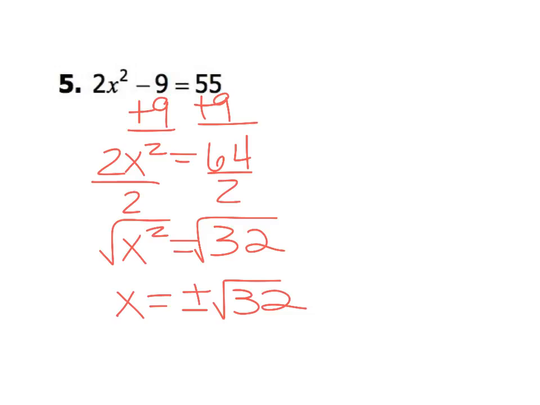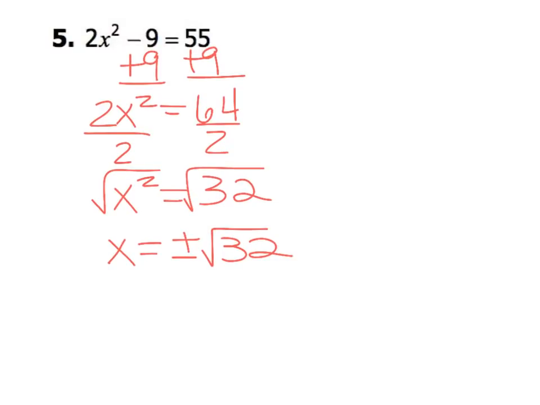Now we want to write the square root of 32 in simplest radical form. All right, so we have to simplify that radical. So we want to look for factors of 32 that are perfect squares. 1 times 32, 2 times 16. Oh, would you look at that? 16 is a perfect square.